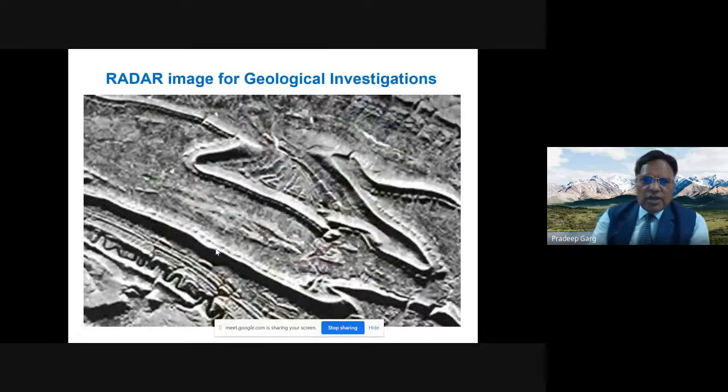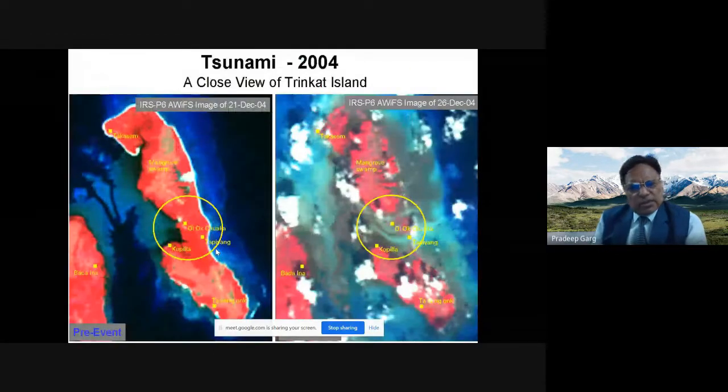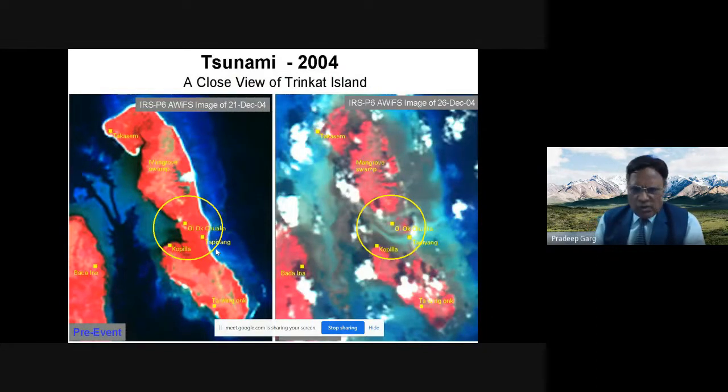So this is the radar images, if one has to see the geology of the area. So let me skip those slides. Everybody knows the tsunami in 2004 created havoc in the area. So this is the remote sensing image of 21st December 2004, and you can see the island has a lot of lush green vegetation, and that is why this pink color is appearing on that.